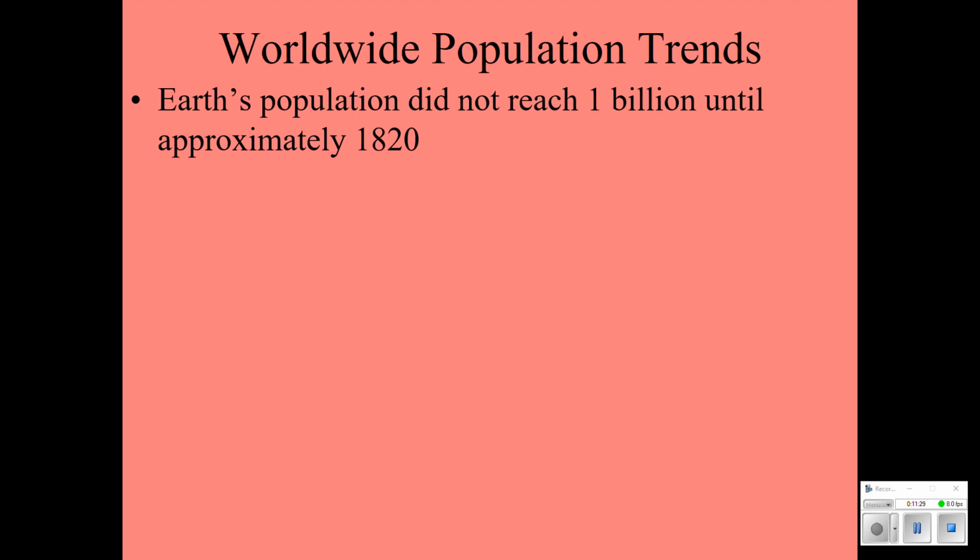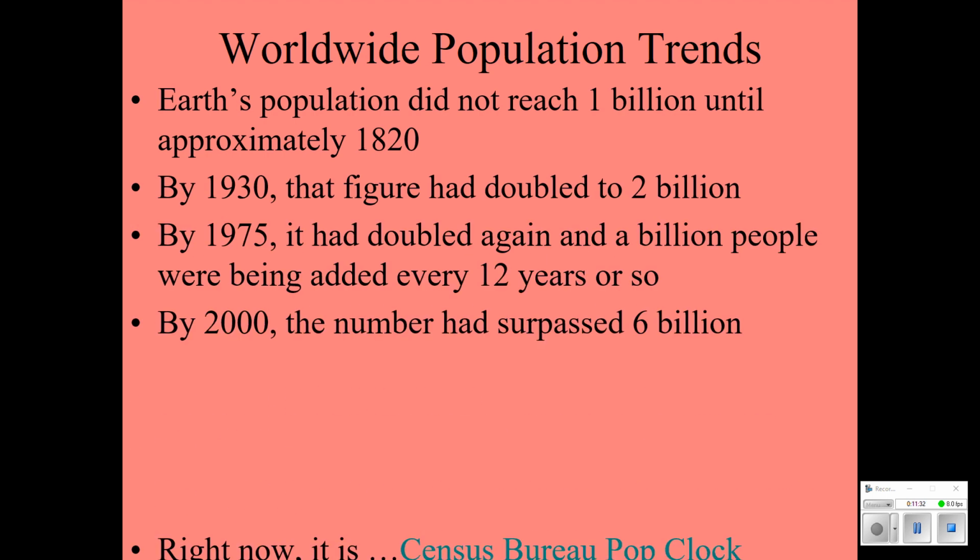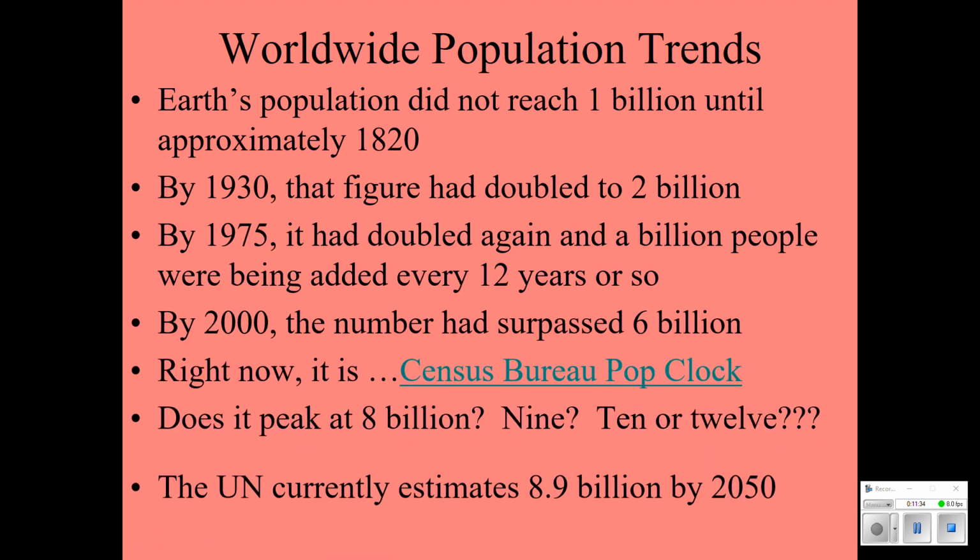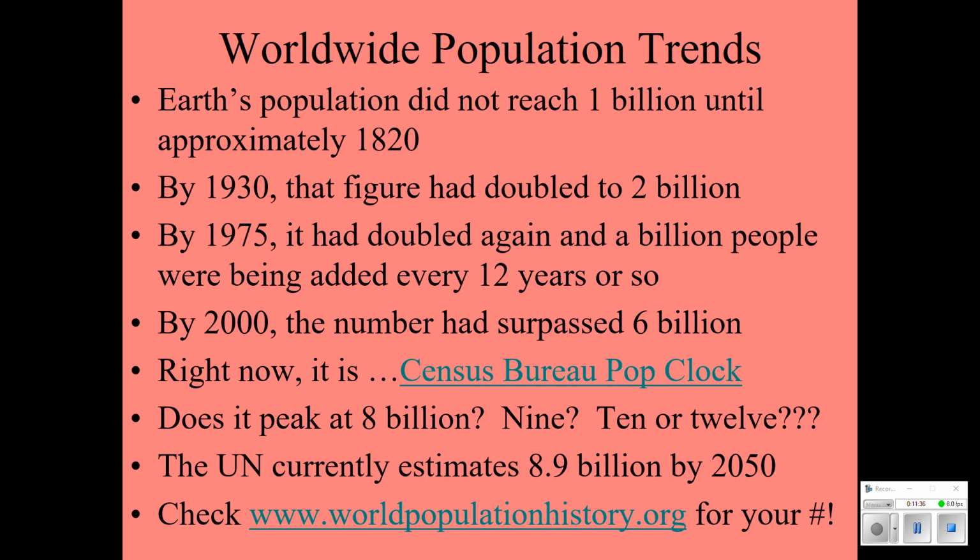So what are the worldwide population trends? Real quick, I'll go through this statistic. The billions, you need to kind of know when the billions were hit. We didn't hit 1 billion people on Earth until 1820. By 100 years later, that figure had doubled to 2 billion. By the time I was born, it had doubled again, and it was 4 billion. And we were starting to get to the point where we were adding 1 billion a little over every decade. When I was born in 1969, the Earth's population was not even yet 4 billion people.